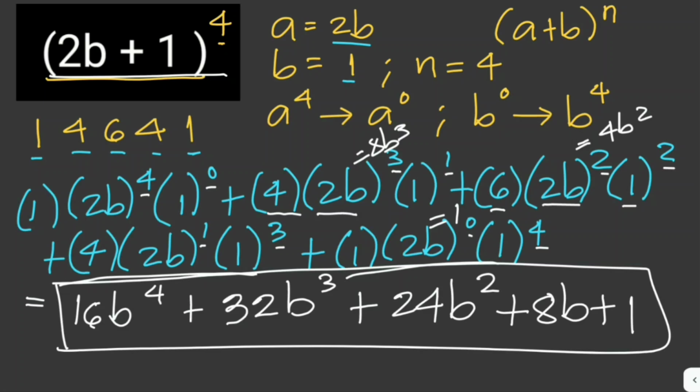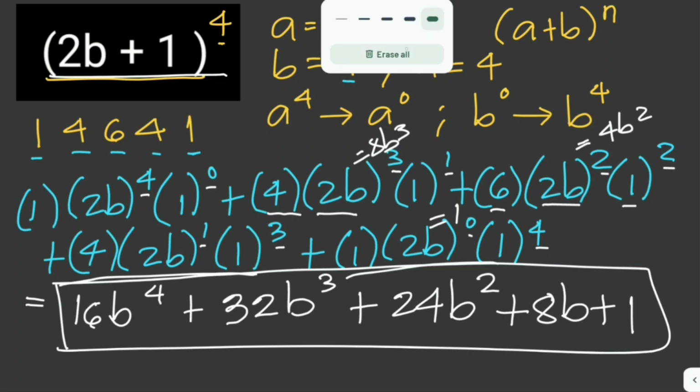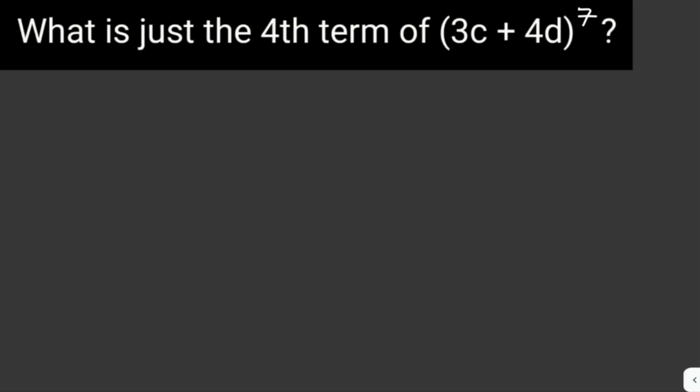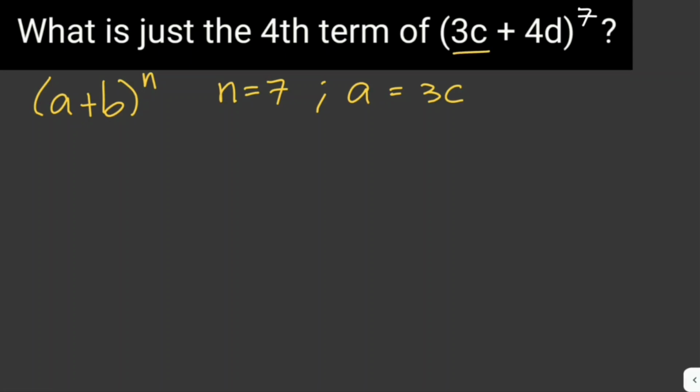Now let's solve another problem wherein we need to find the nth term of a given binomial. All right. What is just the fourth term of (3c + 4d) to the seventh? Okay, our exponent here, n, from (a + b) to the n, our power exponent is equal to 7, a is equal to 3c, and then b is equal to 4d.